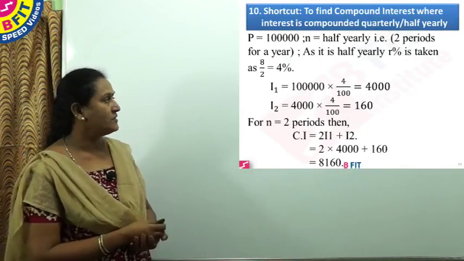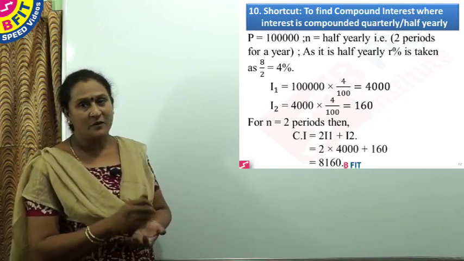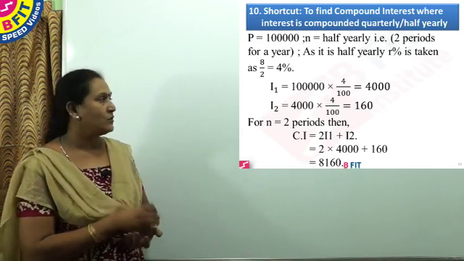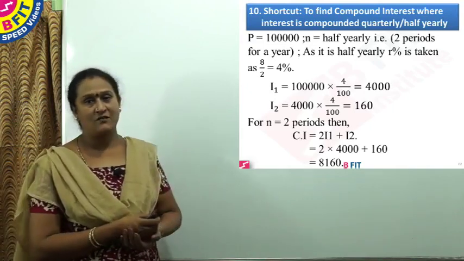Now the working is: calculate I1. 4% of 1 lakh is 4,000 and 4% of 4,000 is 160. So double this 4,000 and add 160. So the answer is 8,160.